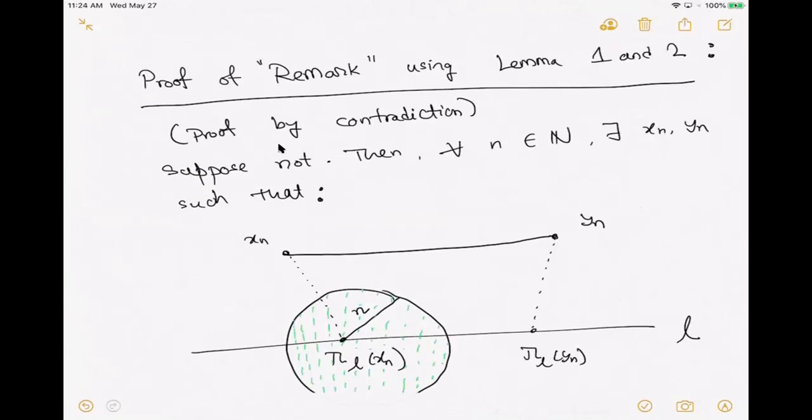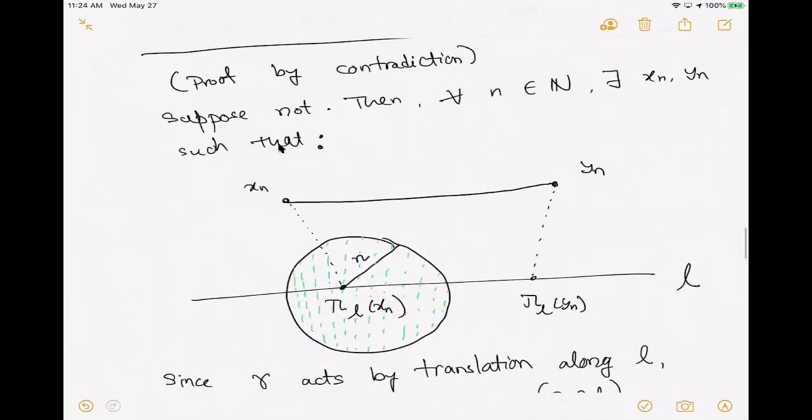We will prove the remark by contradiction. Let us suppose that the closest point projection pi onto the rank 1 axis does not satisfy the conditions that were laid out in the remark. If that is the case, then for every natural number n, there exist points Xn and Yn such that we will have this configuration.